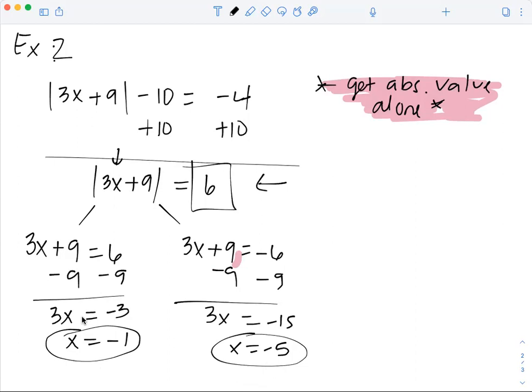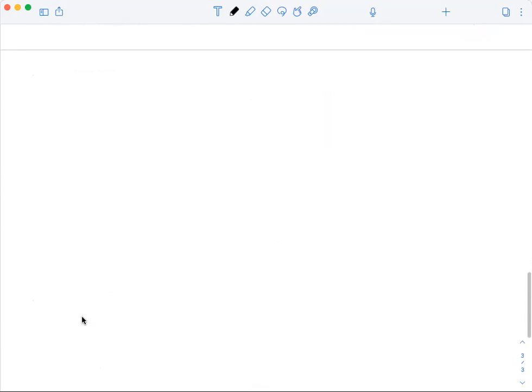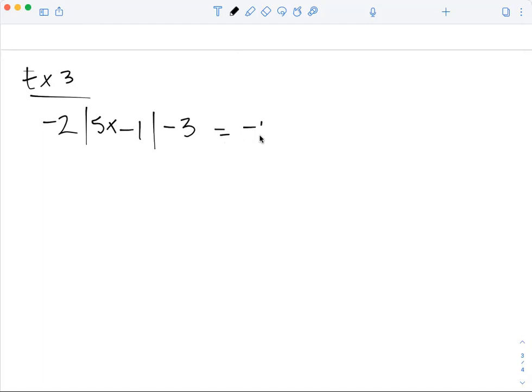Next example, we'll do one where we're multiplying. So there'll be a couple of things we have to move. So we'll do -2, 5x minus 1 inside the absolute value, -3 equals -11.